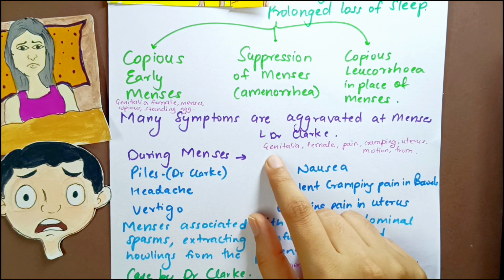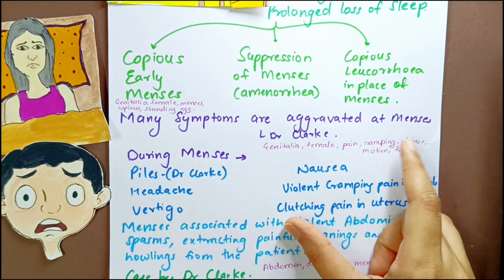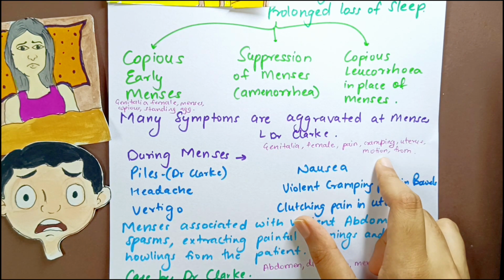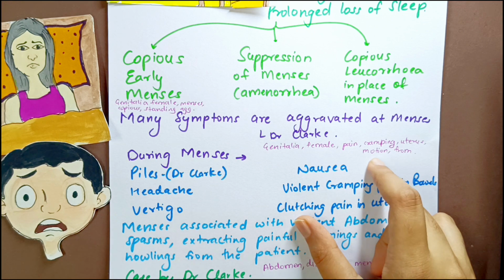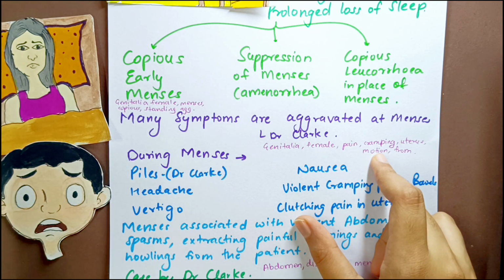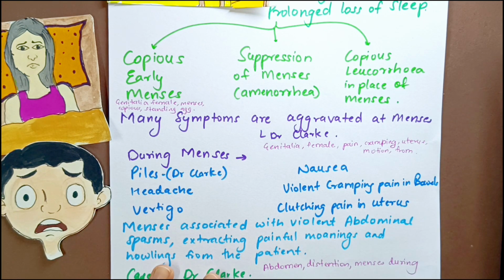So let's see a few rubrics. Genitalia female, pain, cramping, uterus, motion from. So again you see this motion. This motion sickness is not leaving any part of the body. It is affecting every part. So even from motion they're having this kind of cramping pain in the uterus.